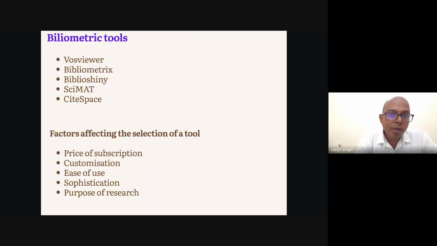And tomorrow also I will show you how to run in R as well as in Biblioshiny. And the factors affecting the choice depend on the price of subscription, as I said, customization, ease of use, sophistication, and the purpose of research. For example, in VOSviewer, there are some analysis techniques you do not have, but these are available in Bibliometrix. And if your purpose of the research is to do that analysis, then you have to choose Bibliometrix, not VOSviewer, because that analysis is not available in VOSviewer. That is only available in Bibliometrix. So it depends upon the purpose of research.